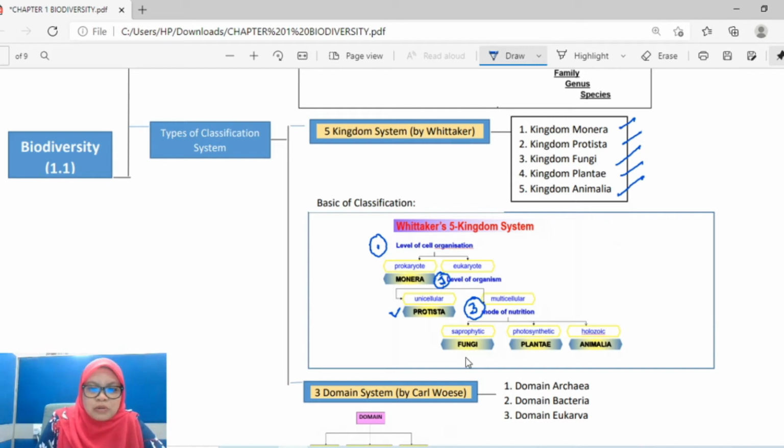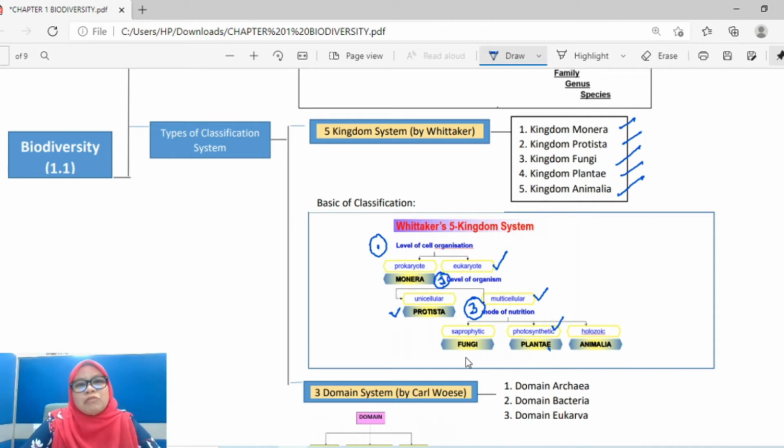For photosynthetic organisms, they may be grouped under kingdom Plantae, and for heterotrophs, they may be grouped under kingdom Animalia. Alright, so if the question asks you, state 2 unique characteristics of kingdom Plantae, can you give the answer? The answer is simple: Plantae are photosynthetic organisms. Plantae is multicellular. And for kingdom Plantae, the organism is eukaryote.